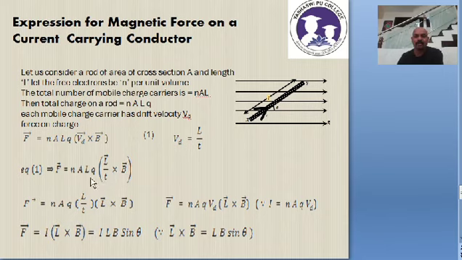L by T, distance traveled divided by time, is nothing but what? Distance by time is nothing but drift velocity. So now notice this, N, A, Q, L by T is nothing but drift velocity. So drift velocity into L cross B. So N, A, Q, V, D into L cross B.